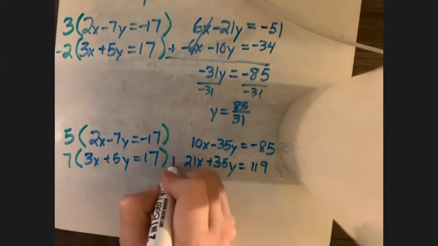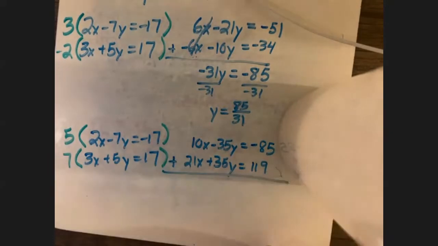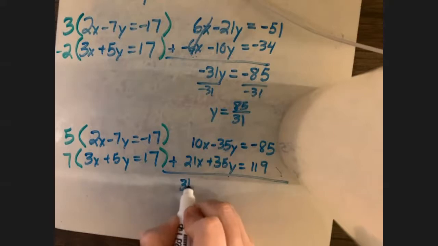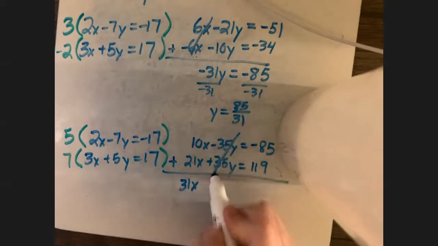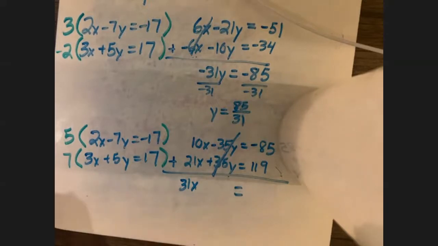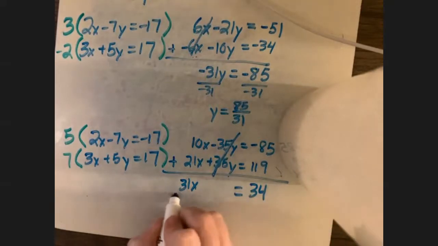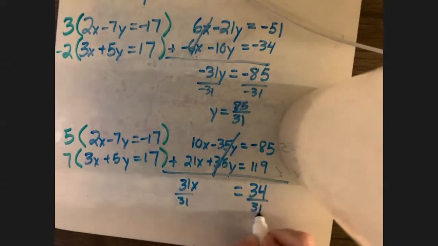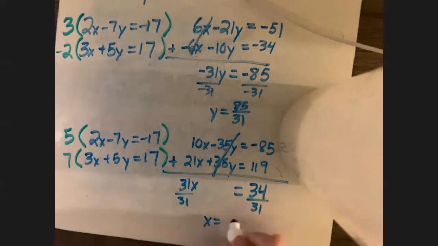Okay, so now we're going to add. So 10 and 21 is going to be 31x. The y's are going to go away. And then 119 plus the negative 85 is going to give me 34. Again, I'll divide by 31. We're going to get x is 34 over 31.